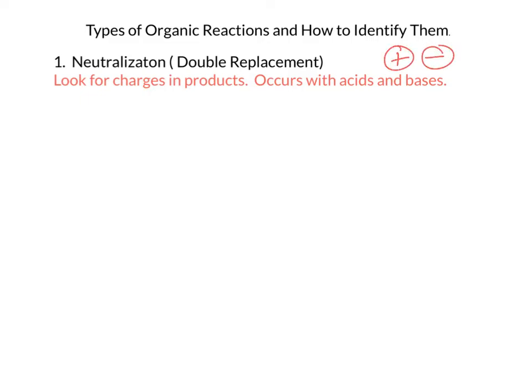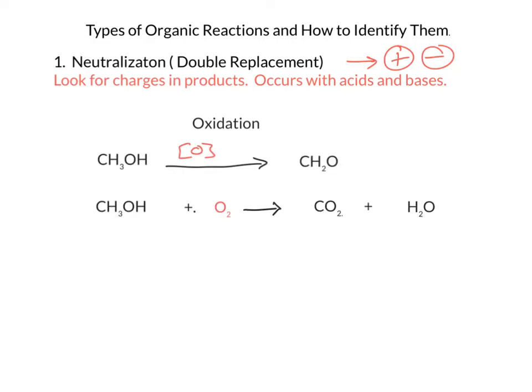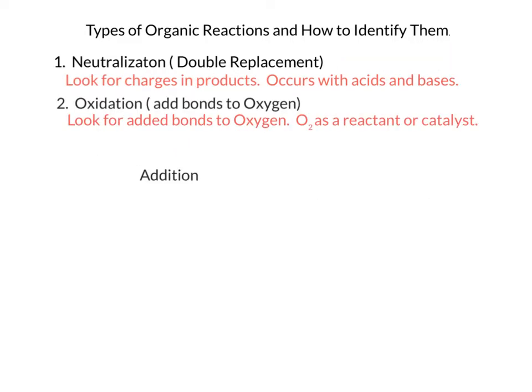Our next reaction will be oxidation reactions. Oxidation reactions are easy to identify. We'll be looking for an oxygen above the arrow in the reaction or an O2 oxygen on the reactant side of the reaction. Oxidation reactions allow us to add bonds to oxygen in these compounds. So far, we've talked about neutralization or double replacement, in which we will see charges on the product side of the reaction. For oxidation reactions, we're going to see oxygen either as a reactant or over the arrow like a catalyst.